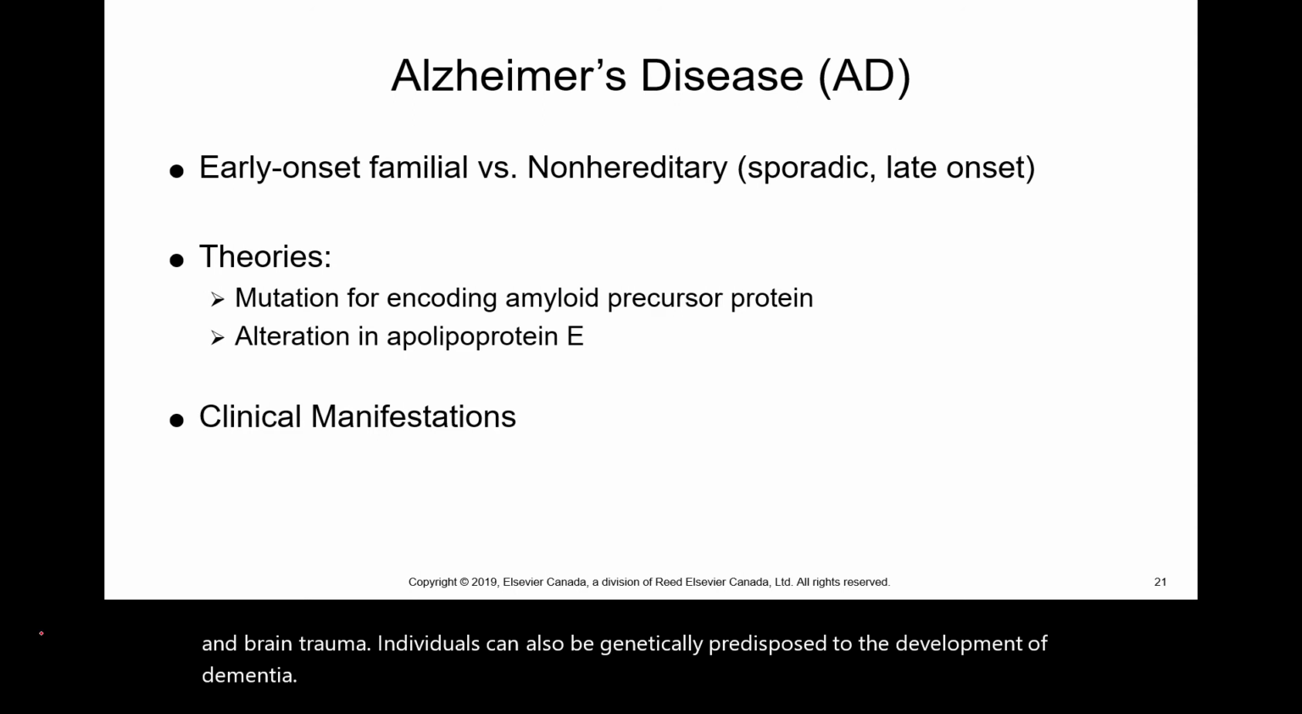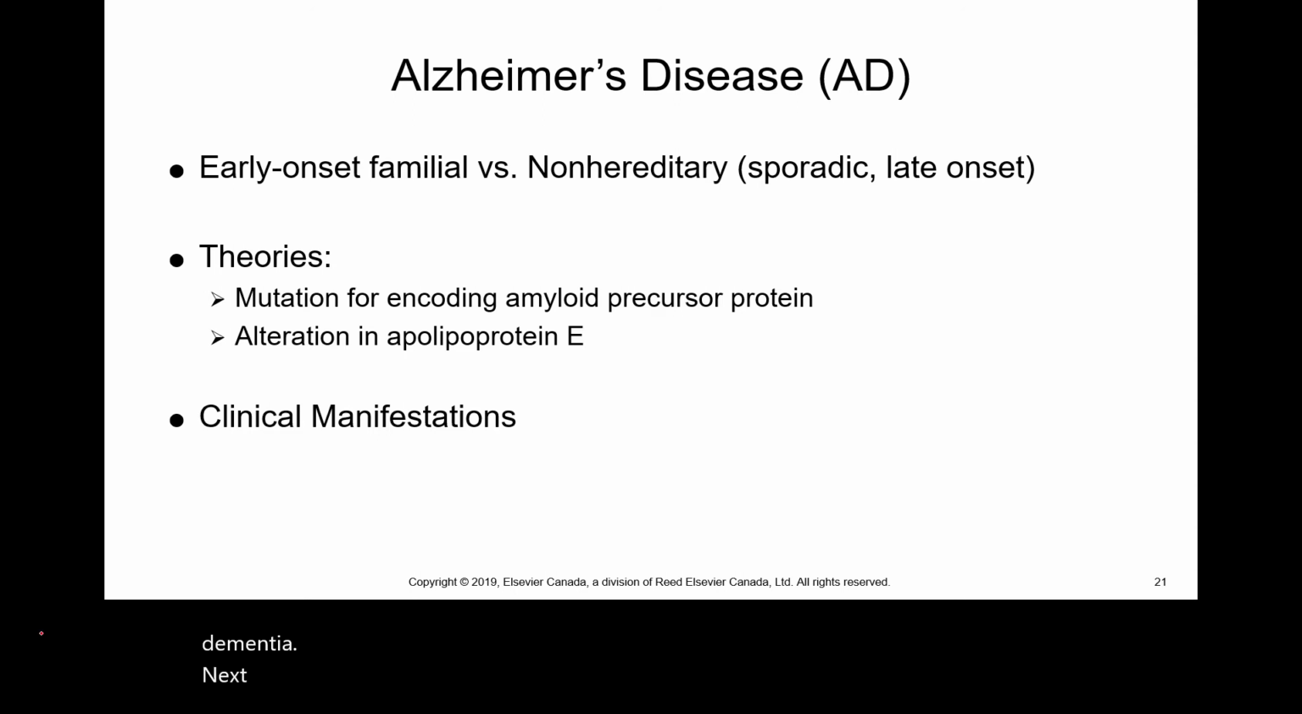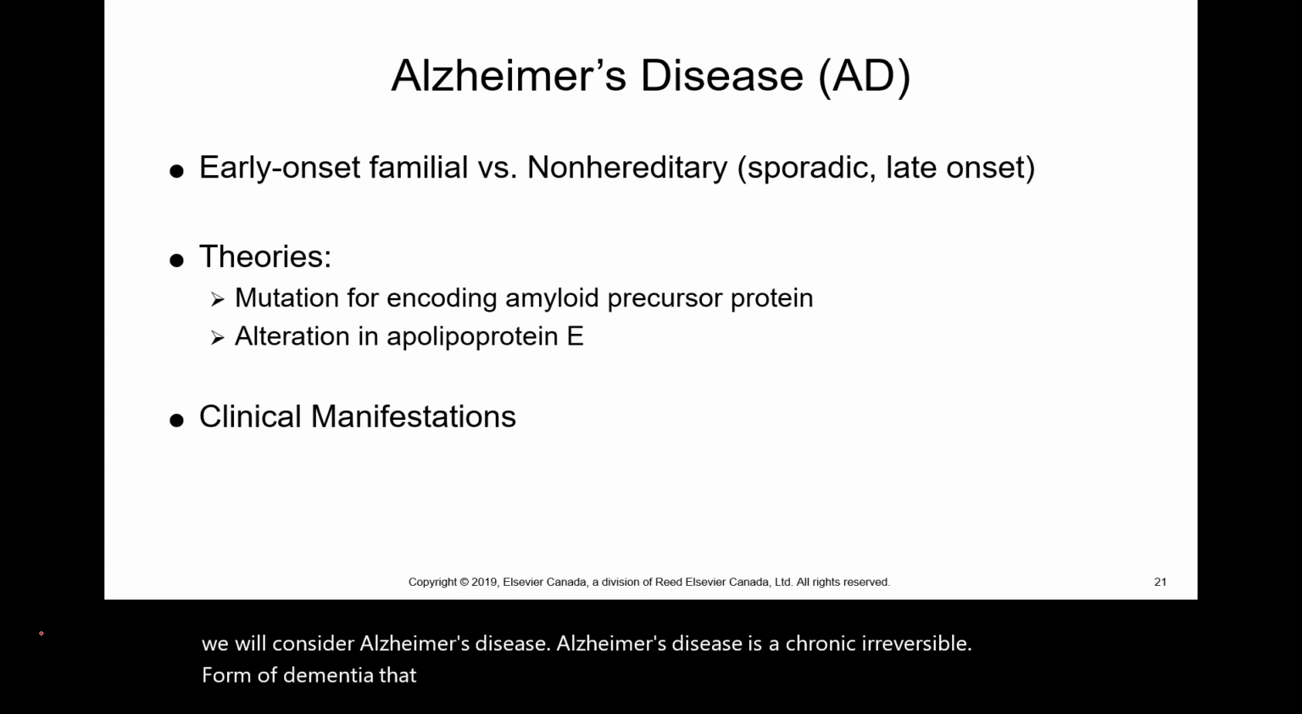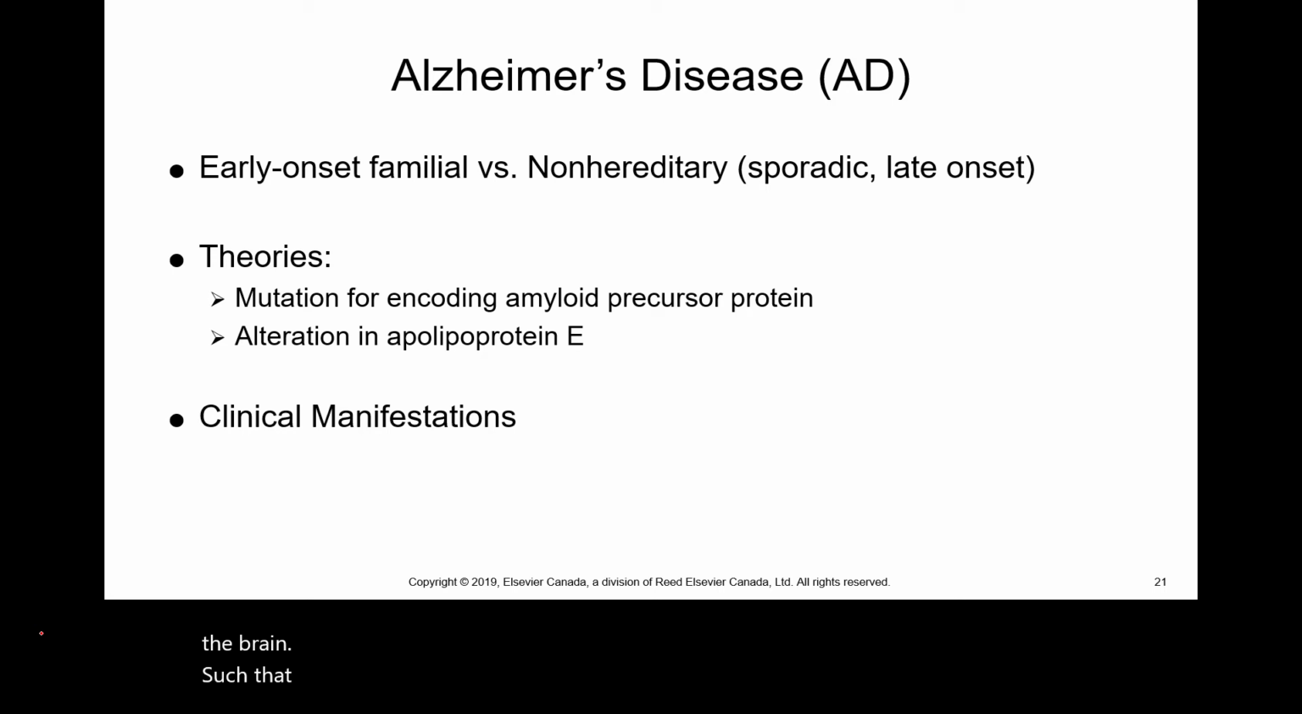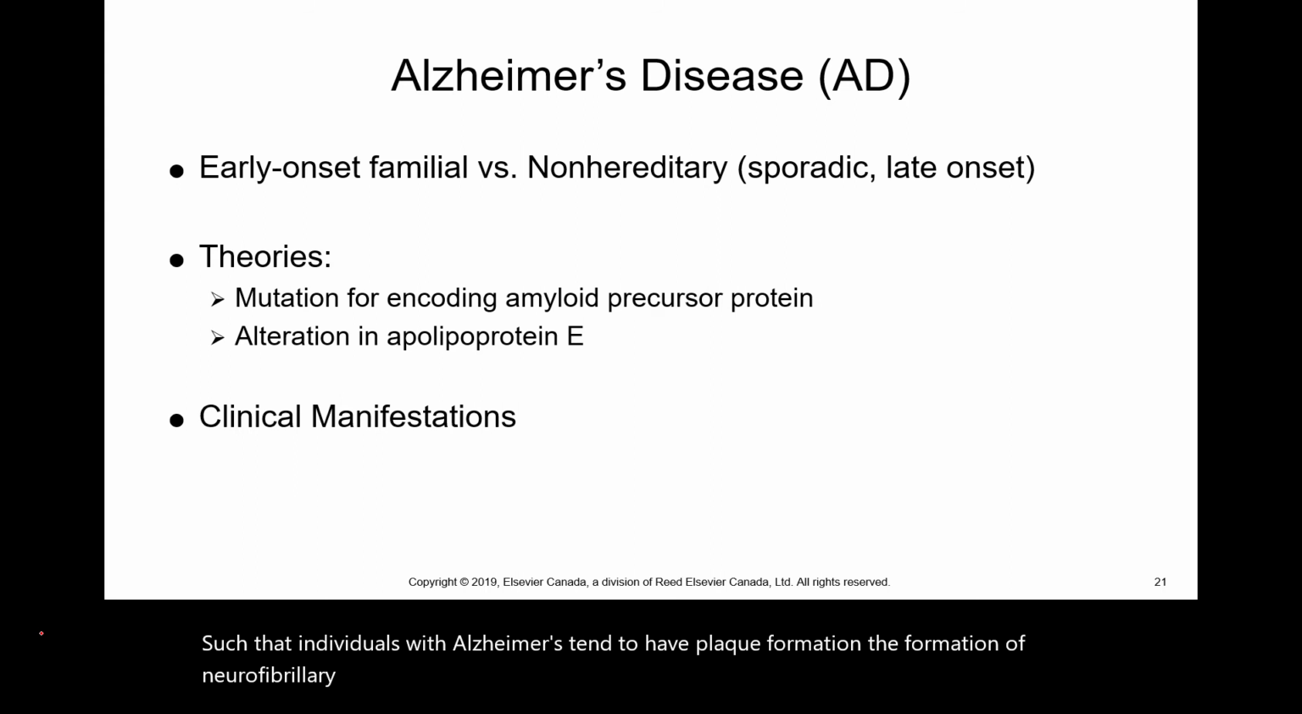Next, we will consider Alzheimer's disease. Alzheimer's disease is a chronic, irreversible form of dementia that is related to altered production or failure to clear amyloid plaque from the brain, such that individuals with Alzheimer's tend to have plaque formation, the formation of neurofibrillary tangles, and the loss of basal forebrain cholinergic neurons.